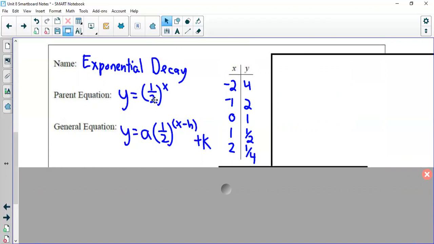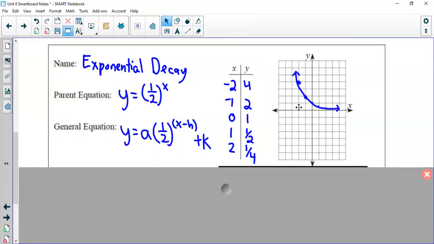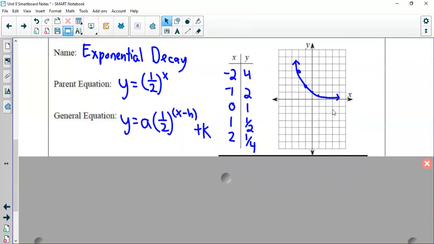And then 1/2 to the -2 for this one. I flip the base to get it a positive. So 1/2 flipped is 2. And then the exponent comes positive. So it'd be 2 to the second or 4. So our graph would end up looking like this. So it's going down very fast now.